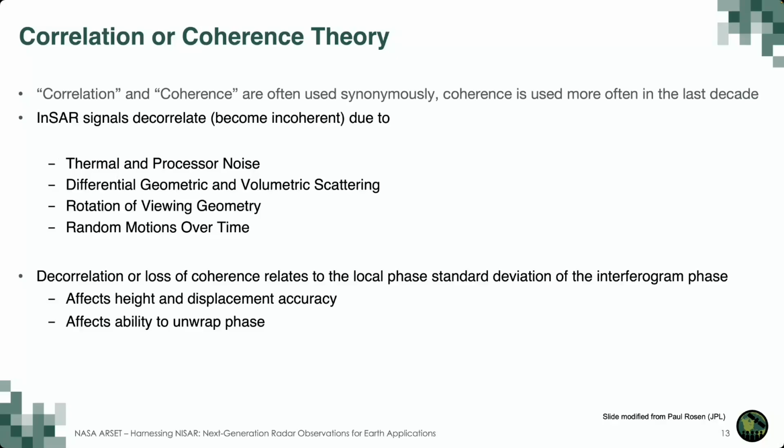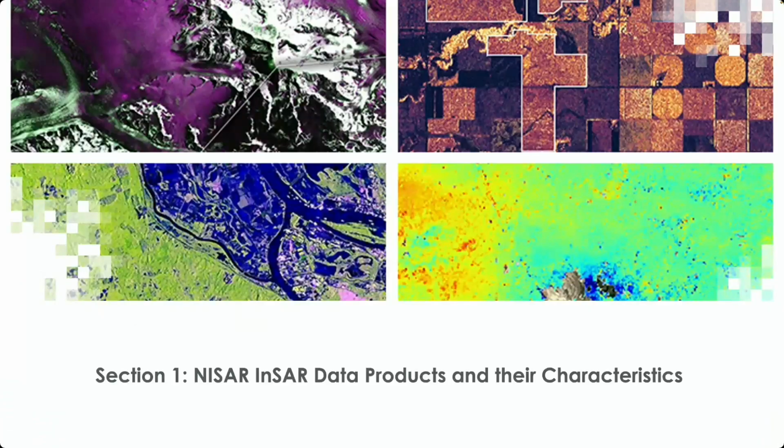And the loss of coherence, if the coherence is low, then that also affects our ability to unwrap phase, because it's more difficult to know which phase jumps need to be connected. So now I'm going to be talking about the NISAR InSAR data products and their characteristics.